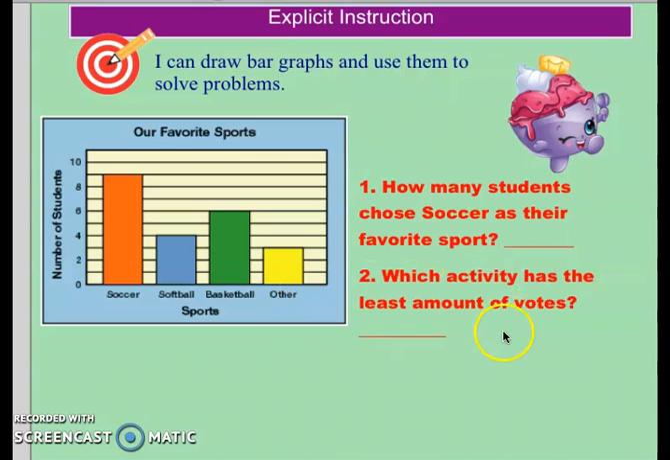Our first question says, how many students chose soccer as their favorite sport? Take a few seconds now to look and read our bar graph. How many students voted for soccer as their favorite sport?